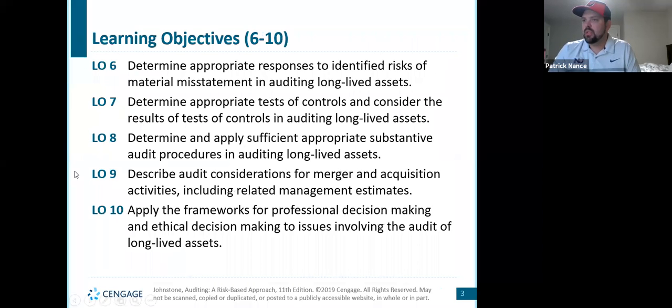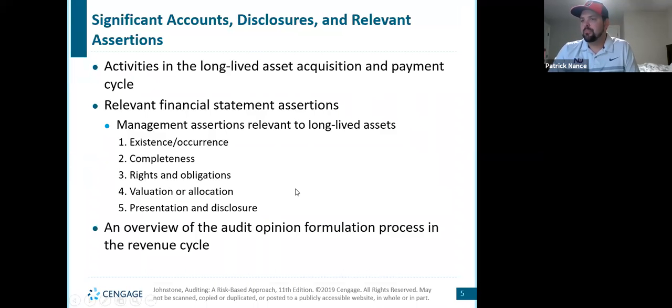Okay, I'll let you look at the learning objectives on your own. All right, so this is on page 645. We're going to talk about the different activities in the cycle of long-lived assets, including the acquisition, buying in the first place, how I pay for it. And we're going to talk about the relevant assertions.